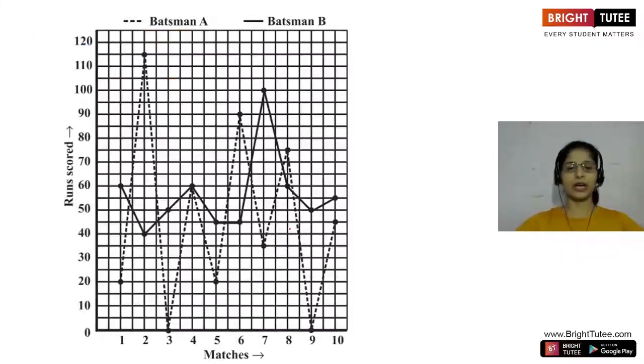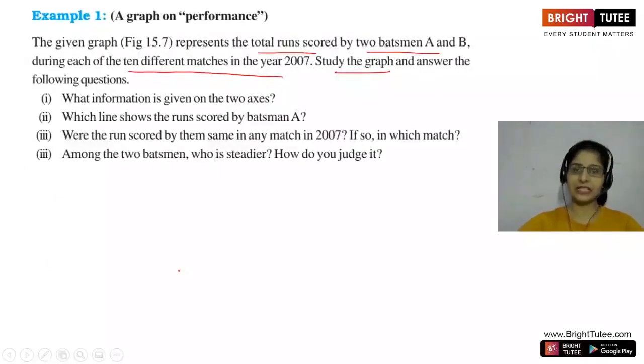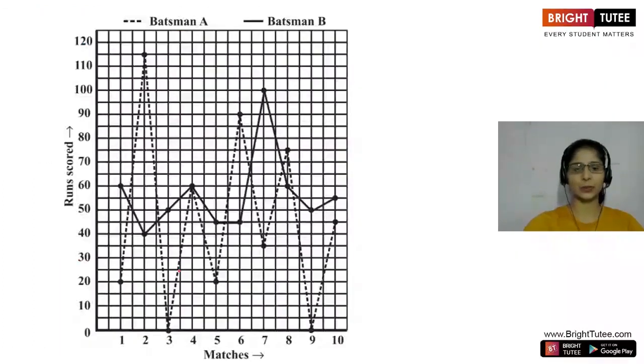So we can say on the horizontal axis the information is given about the matches. So the answer to the first part will be, the horizontal axis represents the matches, whether it is first match, second match, it gives information about the match. And the vertical axis gives us information about the runs scored in a particular match, right? This would be the answer for the first part. So the horizontal axis represents the matches and the vertical axis represents the runs scored in that match. In a particular match, how many runs are scored?